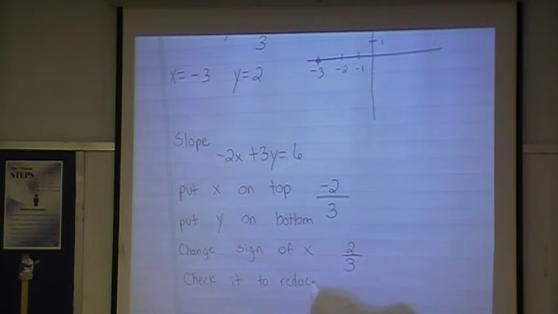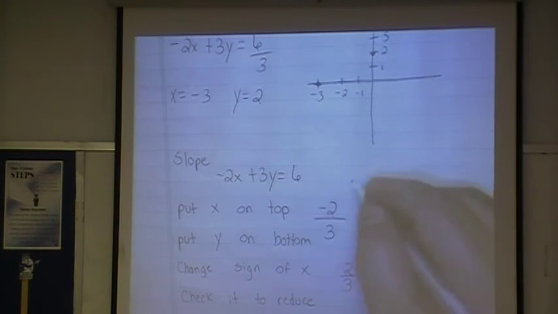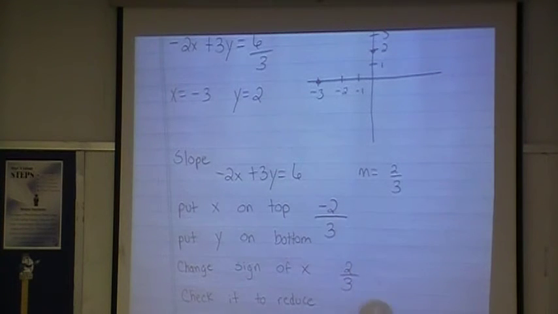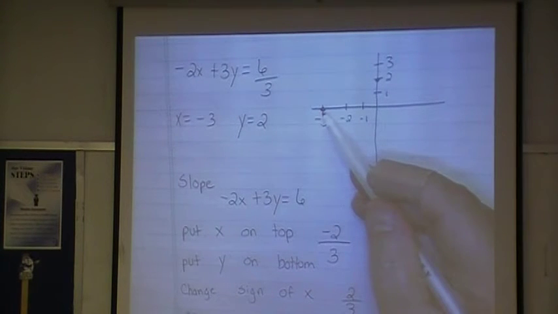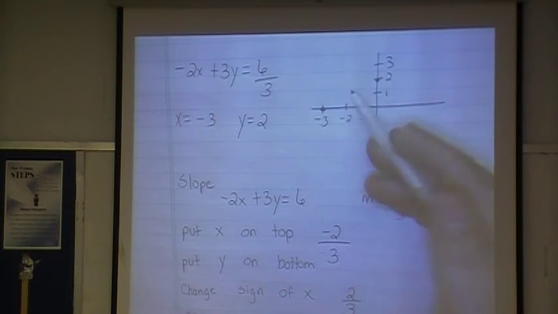Check it to see if it'll reduce. Sometimes it'll reduce, sometimes it won't. Now, 2/3 is not going to reduce, so in this equation up here, my slope, m equals 2/3. Now, if we had a piece of graph paper, we'd start at this bottom dot, we'd go up 2 and over 3, and we would put another dot.